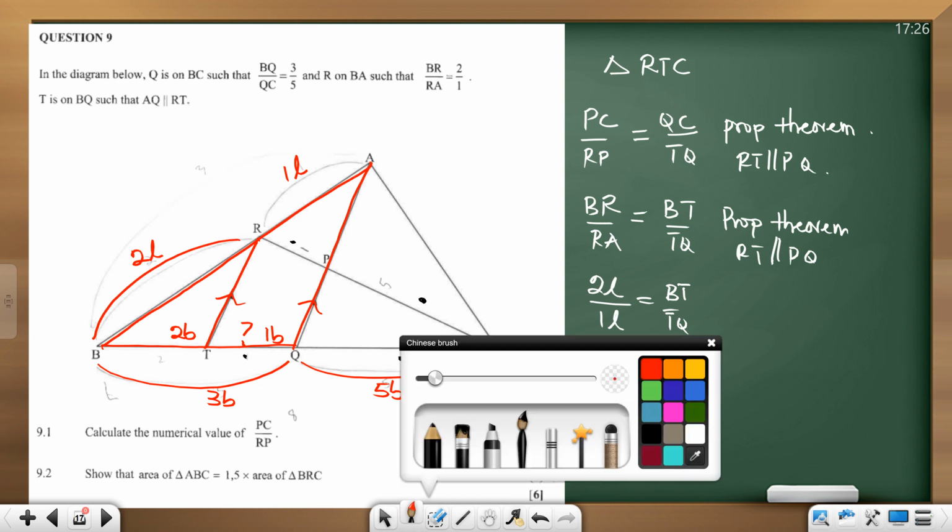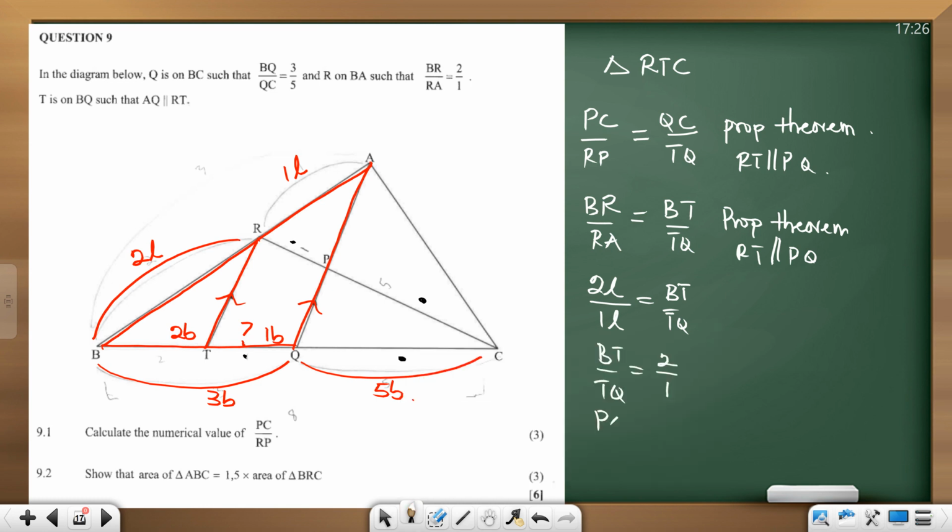Oh, so I can go back to the top. What do I have? PC over what? RP, therefore. What's my QC? 5B over what? Over 1B. And what's my answer? 5. Are we okay there? So, start from what they give you and see what is missing, and go find what is missing, and we just work out our ratios. Are we okay there?